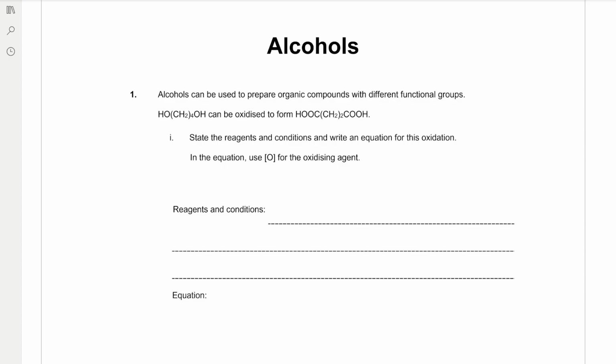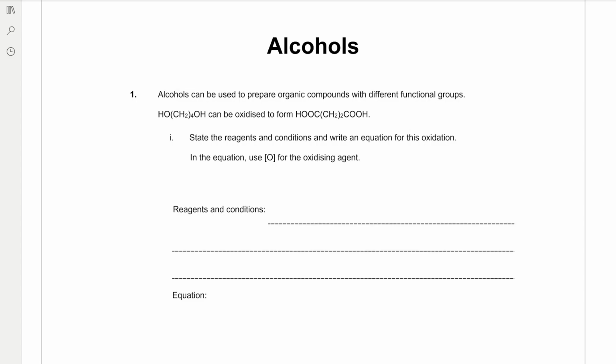Question 1. Alcohols can be used to prepare organic compounds with different functional groups. So we've got a dialcohol which can be oxidized to form a dicarboxylic acid. State the reagents and conditions and write an equation for this reaction. In the equation, use O in brackets for the oxidizing agent.